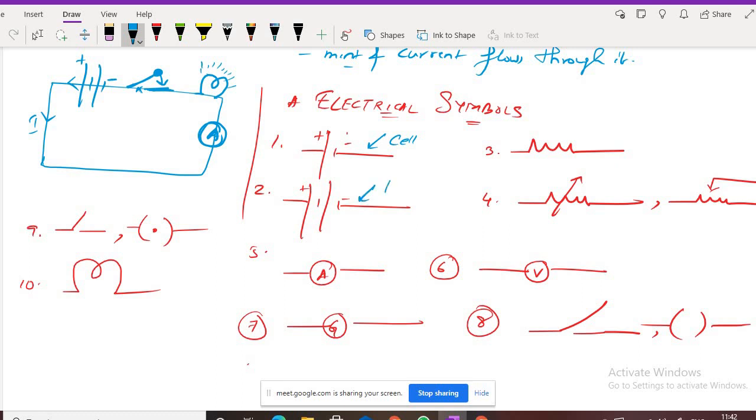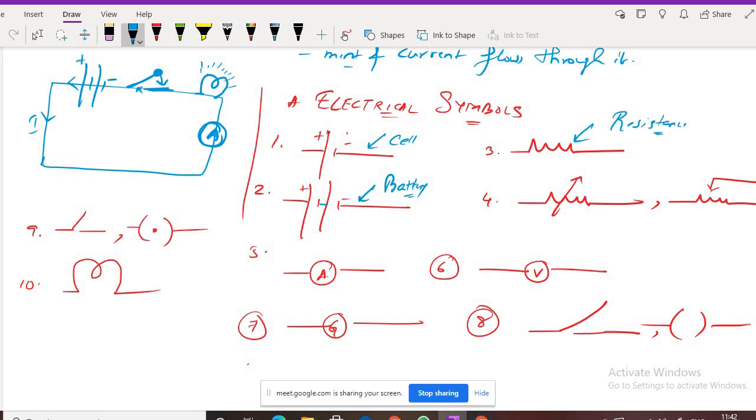And what is this, my dear? This is a battery. What is the difference between cell and battery? When two or more cells are connected, they are called a battery. Understood? This much understood? Yes, sir. And this is the symbol of resistance.